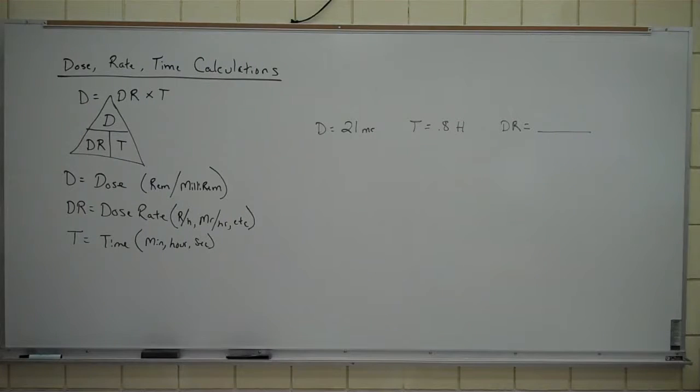Alright, simple little calculation here. Dose, rate, and time. Okay, here's the basic formula right here. Dose equals dose rate times time. Kind of an Ohm's law triangle type deal here. Dose equals dose rate times time.